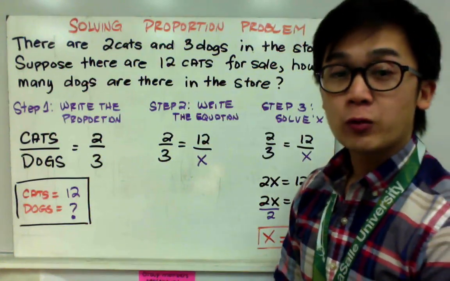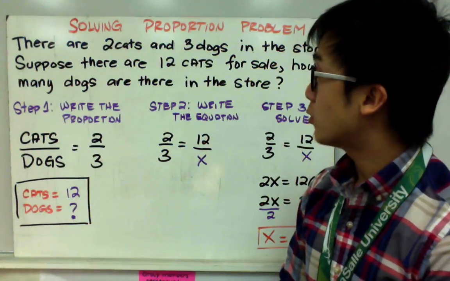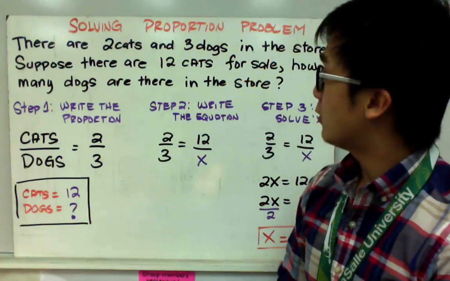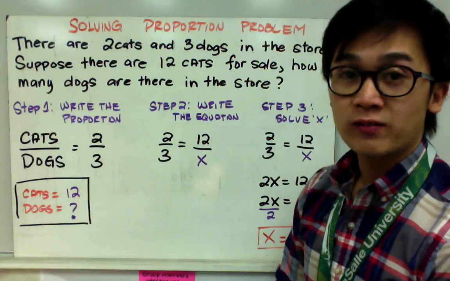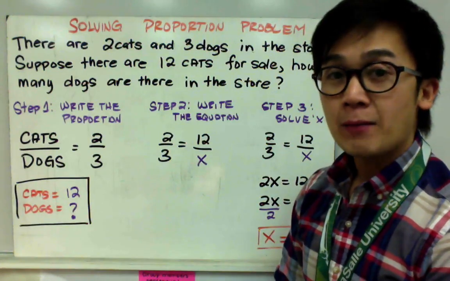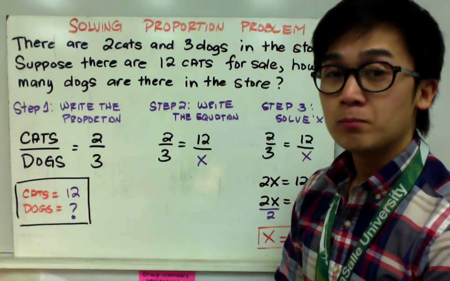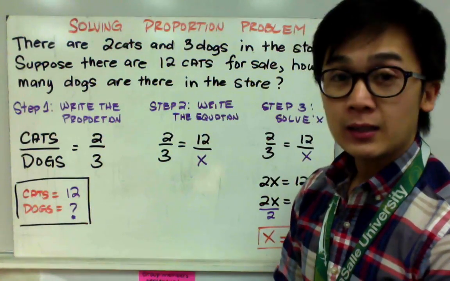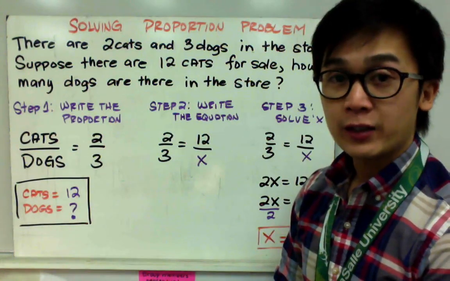So, alam natin yung ratio ng pusa sa aso is 2 cats is to 3. Now, doon daw sa store, nakita nyo na meron 12 cats. Now, kailangan nyo na lang malaman kung ilan total ng mga aso na nandoon sa store na yan. So, gagamitan natin to ng ratio and proportion para ma-solve natin yung word problem.